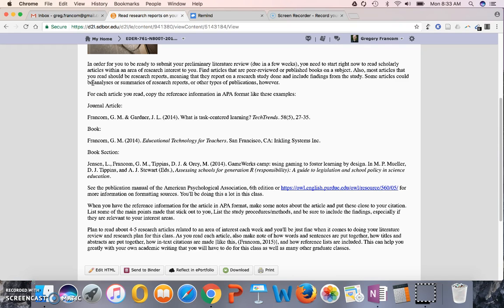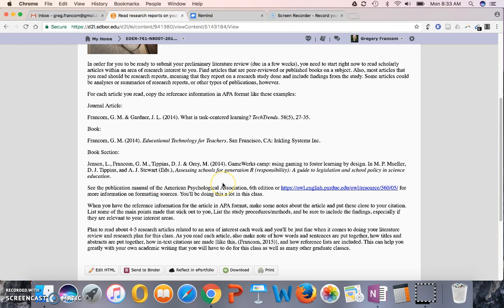One way to tell if an article that you're reading is a research report and not just a summary is if it has a section entitled Methods. If it has a methods section that shares what the methods of the research study were and what methods they followed, then that usually means that it is a research report and not just a summary. So follow directions here.